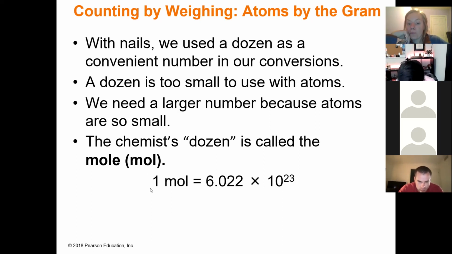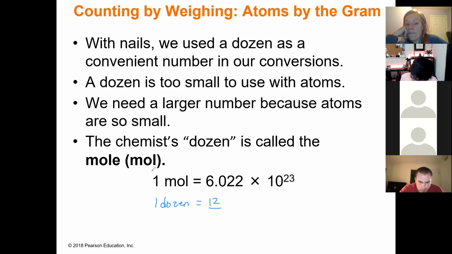So what is a mole? 1 mole is equal to 6.022 times 10 to the 23rd. Whoa, that is a lot bigger than a dozen, right? 1 dozen, we said, is equivalent to 12. That's really puny. We can't use that. We need something with a bigger factor to it.